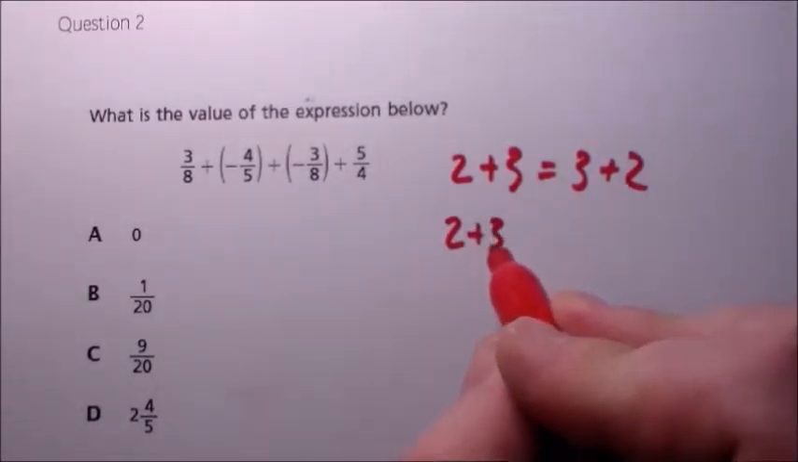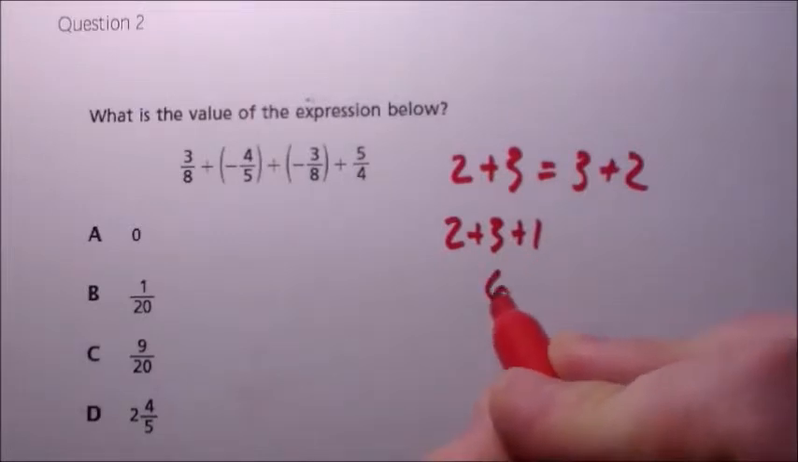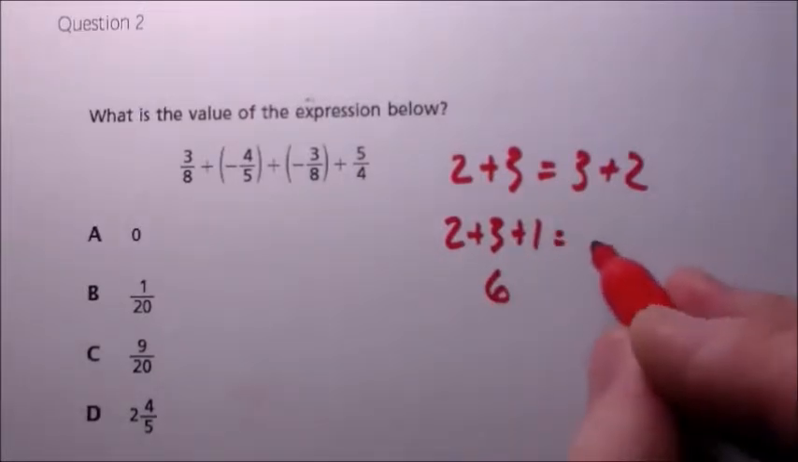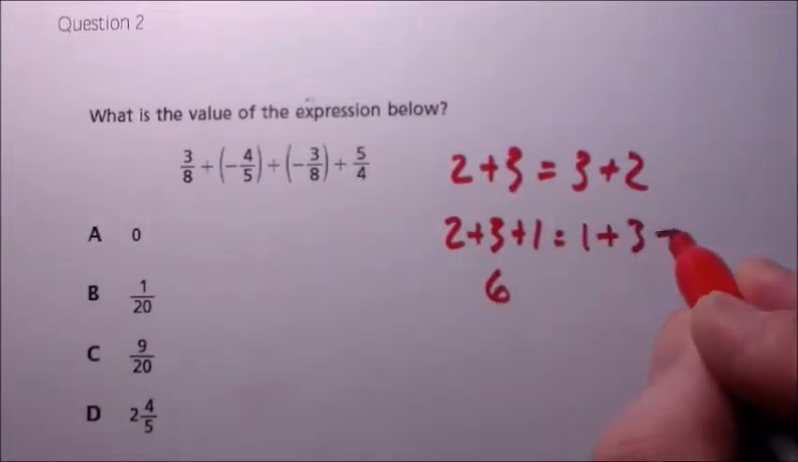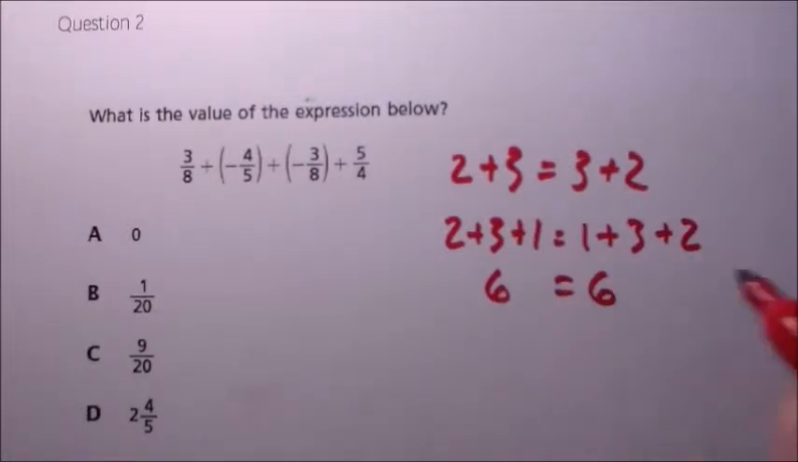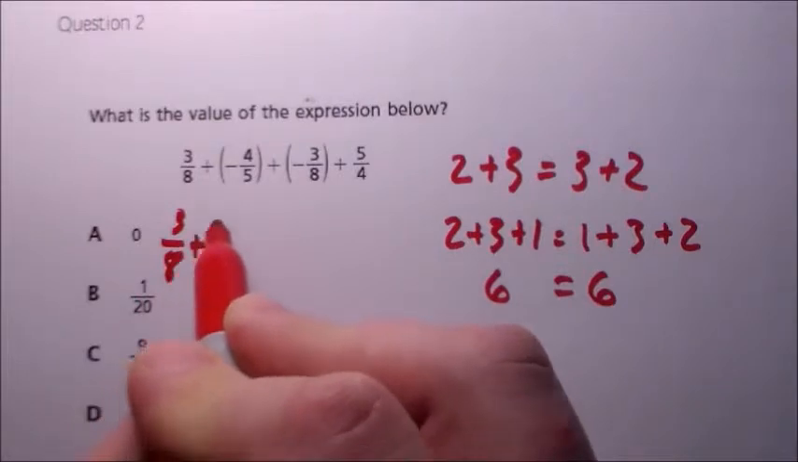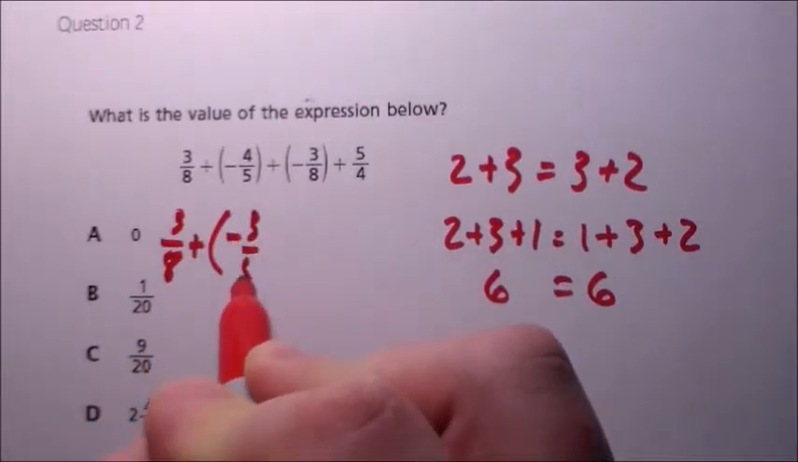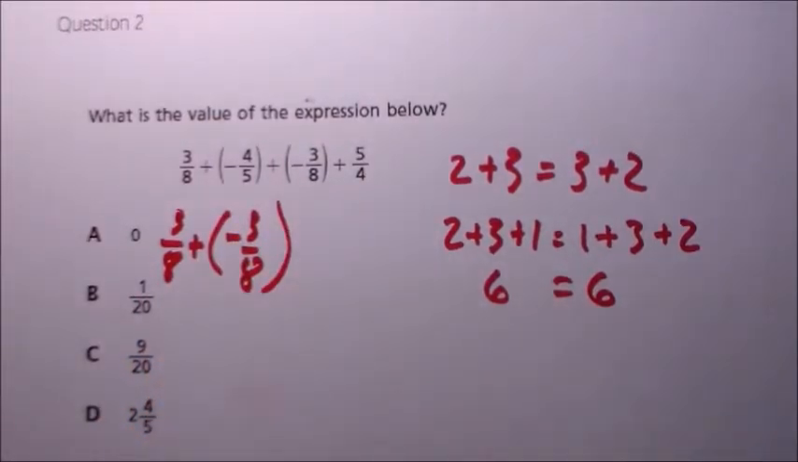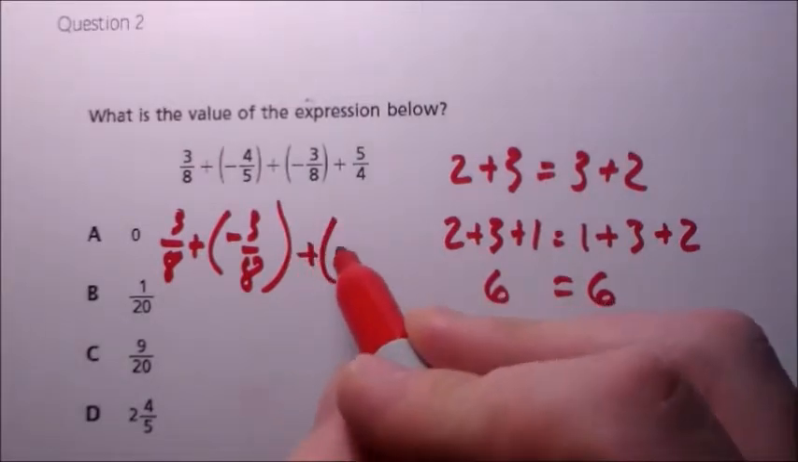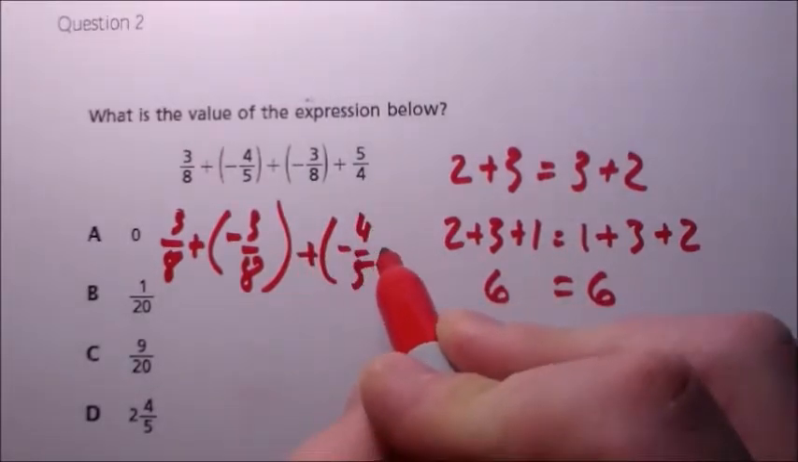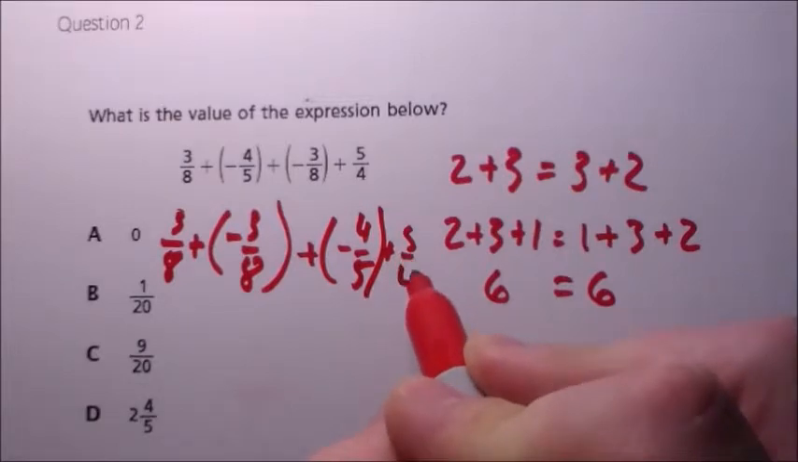So 2 plus 3 plus 1, that's going to equal 6. And you can add them in any order. So that equals 1 plus 3 plus 2. It's still going to equal 6. So if we have 3/8 plus negative 3/8, that's just going to cancel out. And then we can have plus negative 4/5 plus 5/4.